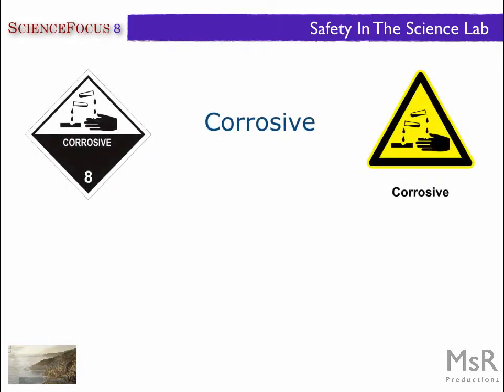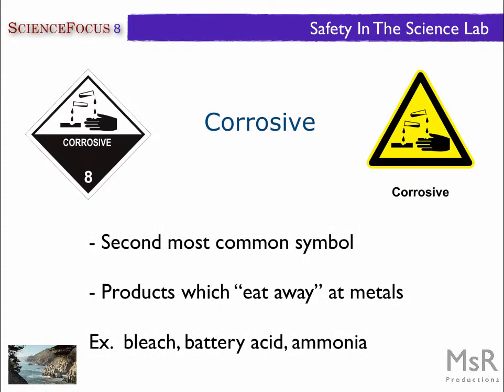Our next symbol here represents something that is corrosive. This symbol is the second most common symbol found in homes across North America. It's found on products which corrode or eat away metals or cause permanent damage to human tissue, such as the skin and eyes on contact by burning, scarring, or blinding. Corrosive materials may also cause metal containers or structural materials to become weak, leak, or to collapse. Some examples would include things like bleach, battery acid, ammonia, and hydrochloric acid.